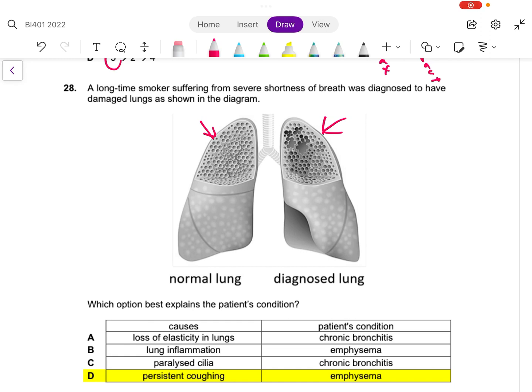Why does the patient have lungs where you find the partitioning of the alveoli broken down? This condition actually is called emphysema. So options B and D are possible answers. But what's the cause of it? It's persistent coughing. The harder this person coughs, because he wants to remove all the toxic particles in the lungs, he ends up breaking down the partitioning between the walls through all the violent coughs. So D is the best answer.